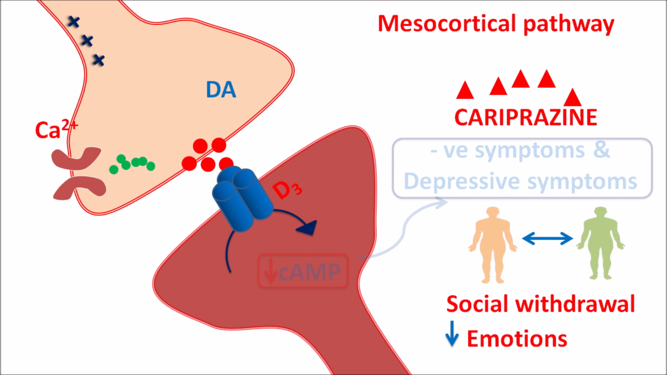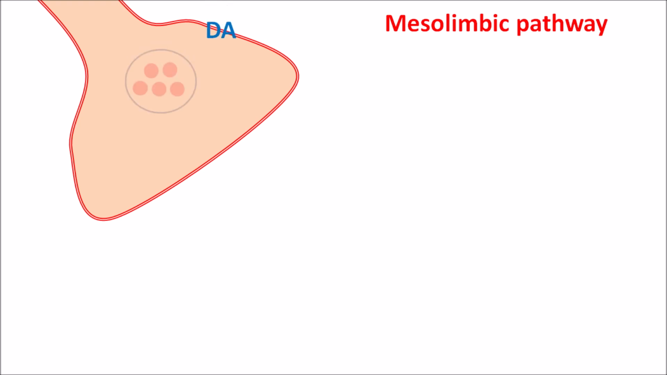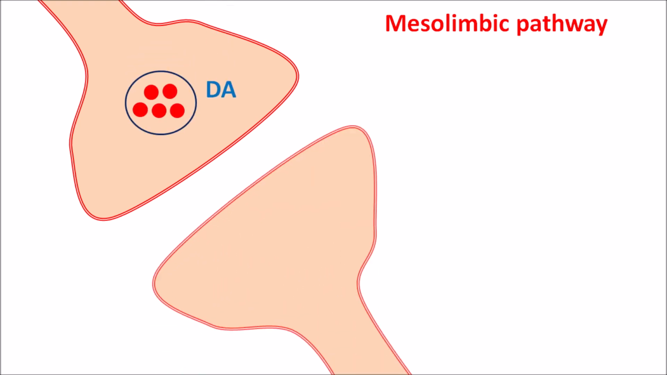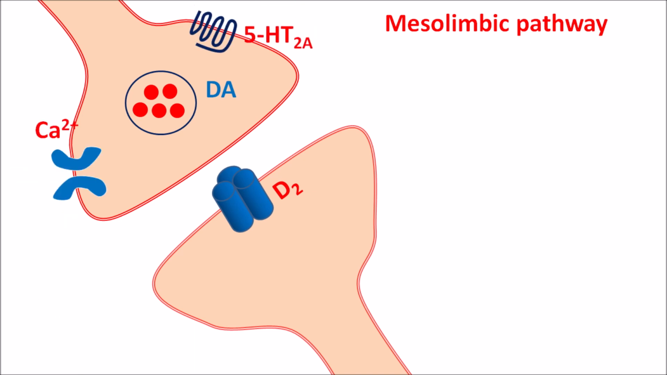which mainly blocks D3 receptors. Similarly, at the mesolimbic pathway, again dopaminergic neurons are present which are equipped with dopamine, and at the postsynaptic neurons, D2 receptors are present. Again, the release of dopamine is controlled by calcium-mediated exocytosis as well as 5-HT2A receptors expressed on presynaptic neurons. These neurons are inhibitory in nature, they inhibit the release of dopamine.